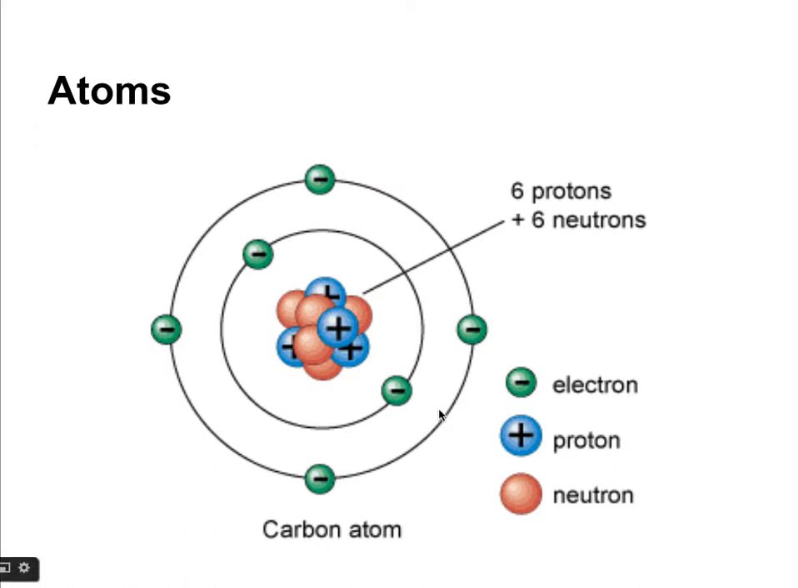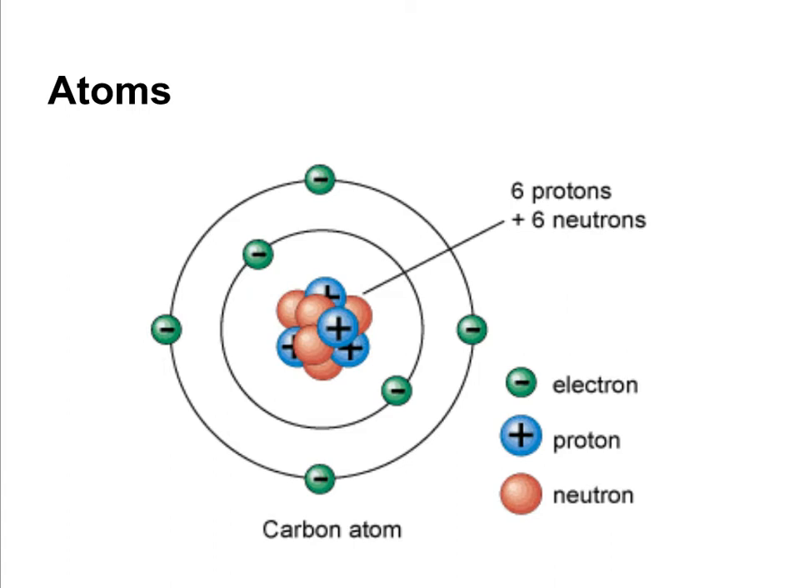Even though these three parts look like they are the same size in this picture, this isn't necessarily to scale. Protons and neutrons are roughly the same size, but electrons are a lot smaller. Their mass is several orders of magnitude lower than protons and neutrons, so just remember that this is not to scale. In this carbon atom, we've got 6 protons, 6 neutrons, and 6 electrons.